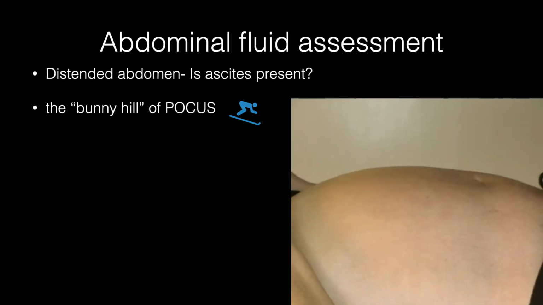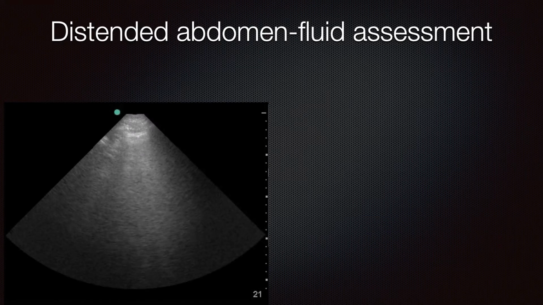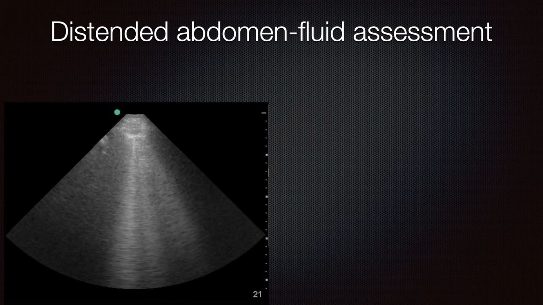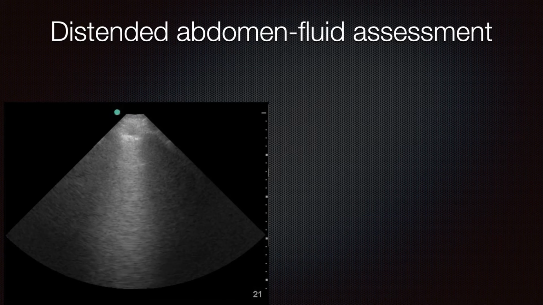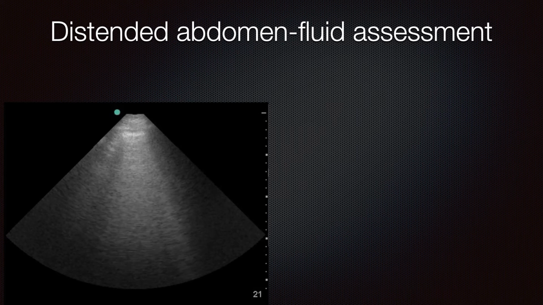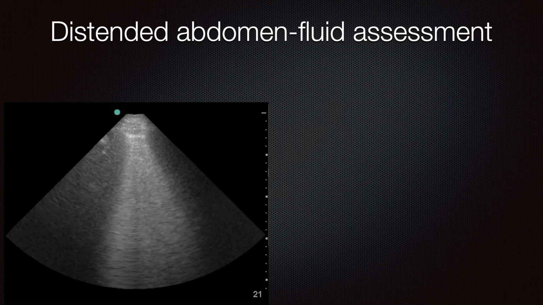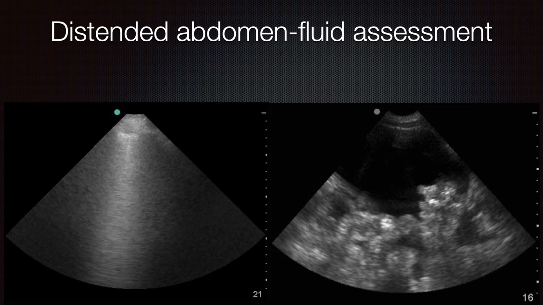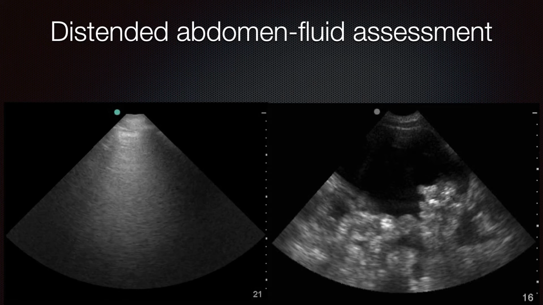So when you're looking at an abdomen like this, the physical exam is basically a coin toss with fluid wave and shifting dullness. But if you look with POCUS, you'll likely find something like this, which is just gas that's scattering the sound from the ultrasound. But you may also find this, which is a big pocket of fluid, indicating that there is ascites.